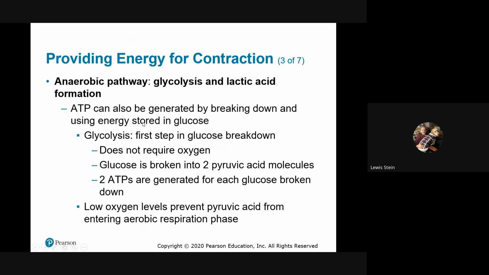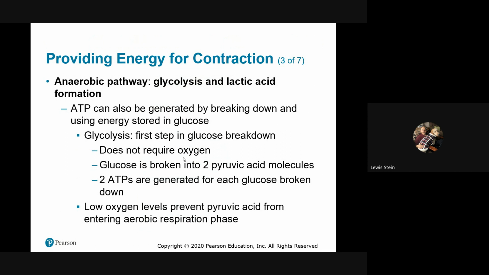Generated by breaking down and using energy stored in glucose, glycolysis. You all know about that. It's the first step in glucose breakdown, no oxygen required. Why is it anaerobic? Because you don't have any oxygen. Remember, the muscles are contracting. The oxygen can't get back in there.